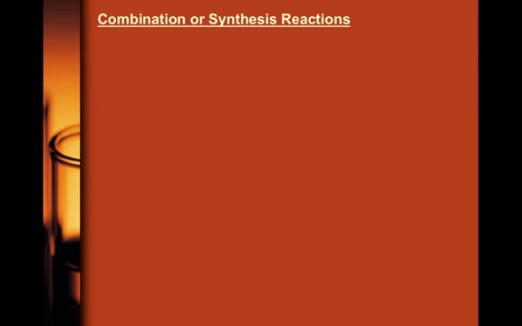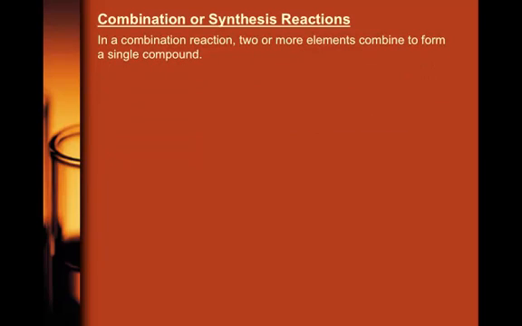So combination or synthesis reactions first. In a combination reaction, the word itself gives it away. 2 or more elements combine to form a single compound. So things are combining in this combination reaction. And so an example, a generic form, if you will, is element A plus element B would form compound AB. And the subscripts would have to be determined. So the subscripts here, X and Y, need to be determined.